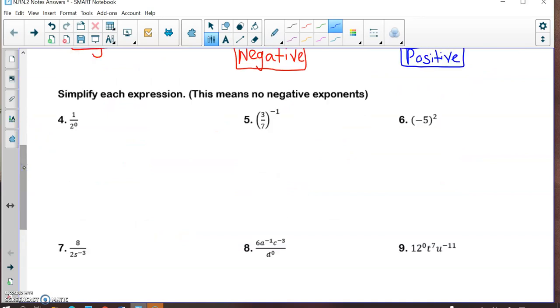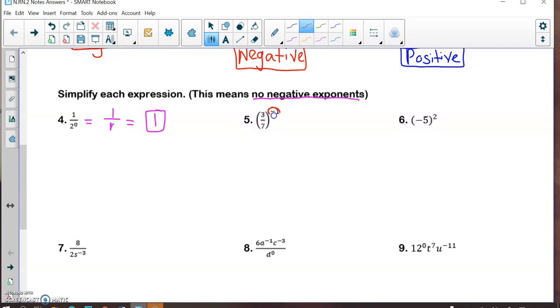All right, so now we're going to do some problems here. We're going to simplify each expression, so actually find the value. To simplify means that we should have no negative exponents at the very end, so we want all positive exponents. For number 4, I have 1 over 2 to the 0th power. Anything to the 0th power is 1, so I really have 1 over 1, which is just 1. That's our value.